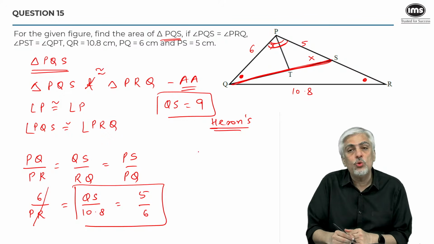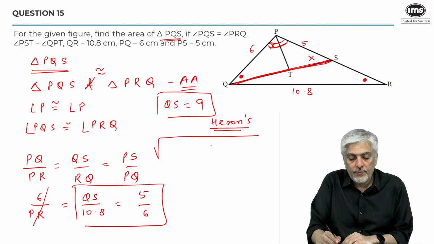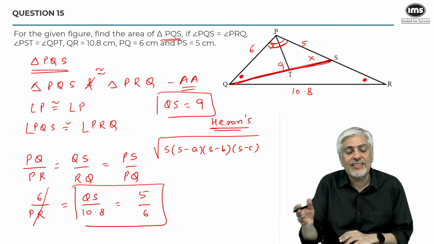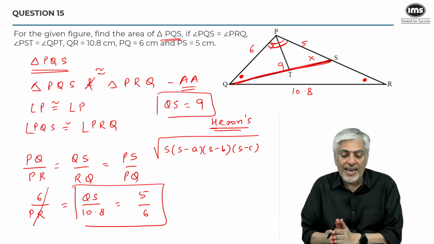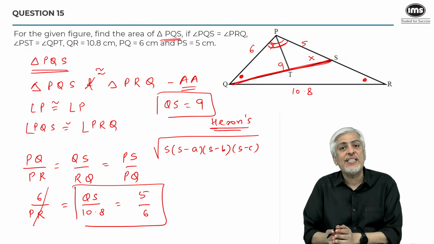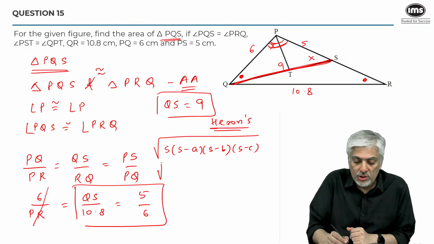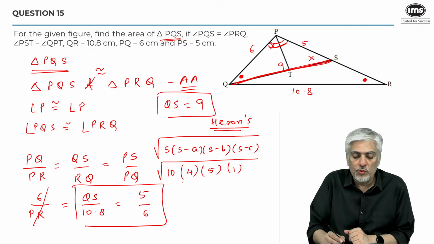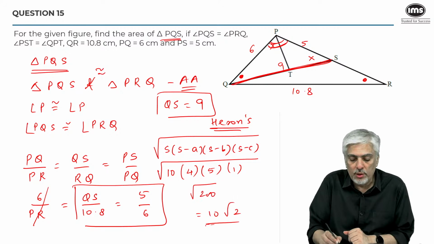What is Heron's formula? Root of S into S minus A into S minus B into S minus C. What is S over here? S is 9 plus 6 plus 5 upon 2. 9 plus 6 is 15, 15 plus 5 is 20, 20 upon 2 is 10. So semi-perimeter is 10. 10 minus 6 is 4, 10 minus 5 is 5, 10 minus 9 is 1. Right? So we've got root of 200. Root of 200 is 10 root 2.